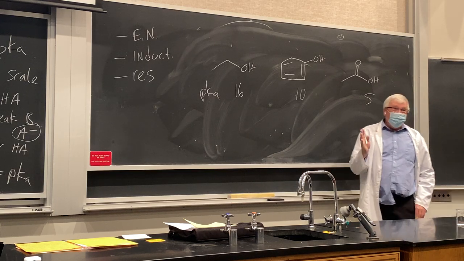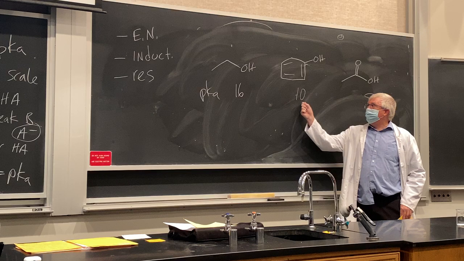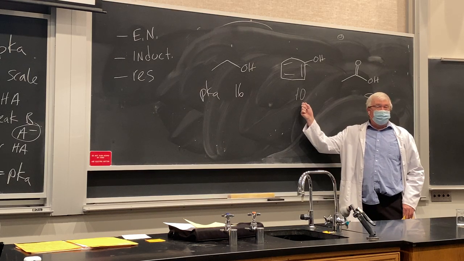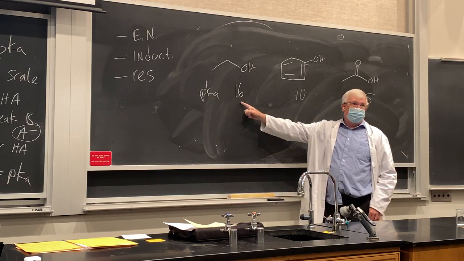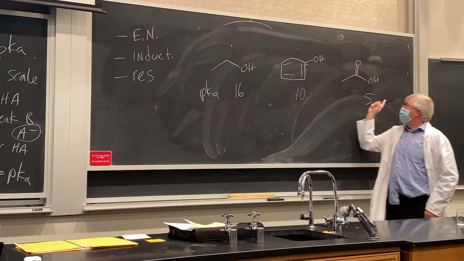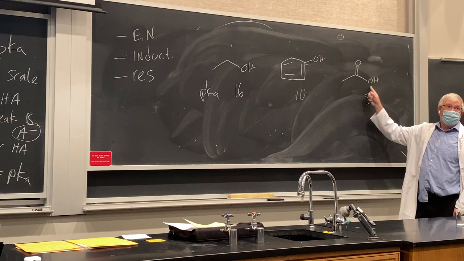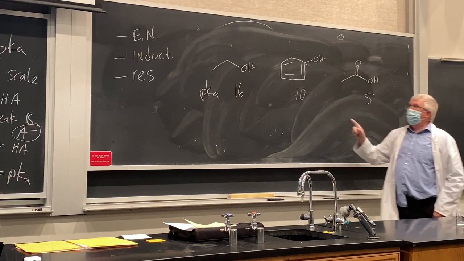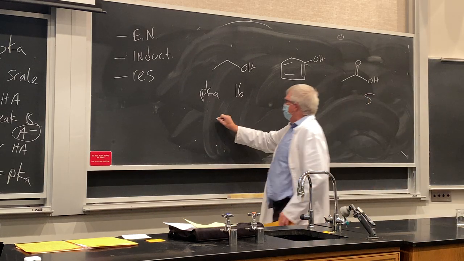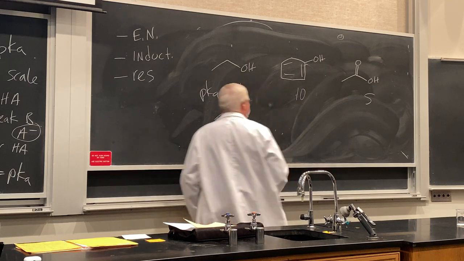But structurally, let's see if we can figure out why it is more acidic than a typical alcohol. And why is the carboxylic acid the most acidic OH group here? Okay, let's see. Well, I'm already giving it away, resonance. Let's look at the conjugate base. There it is.